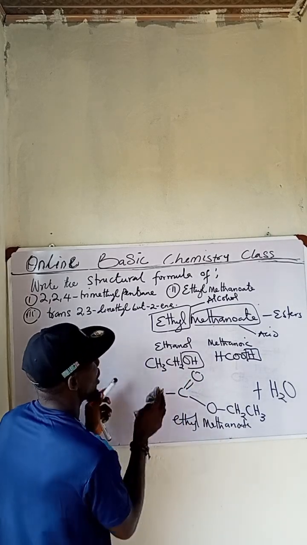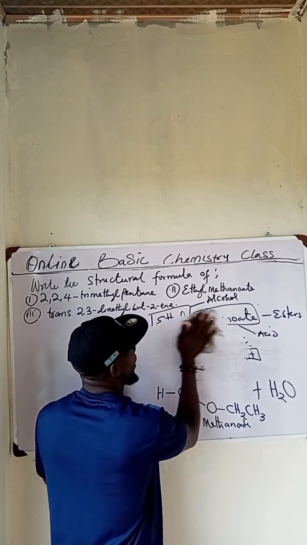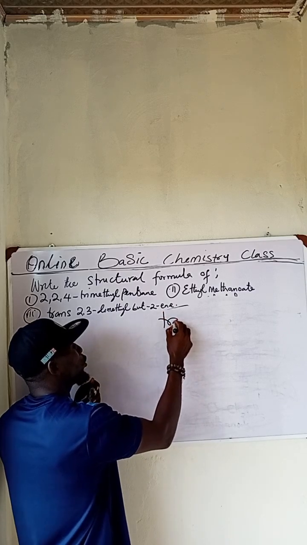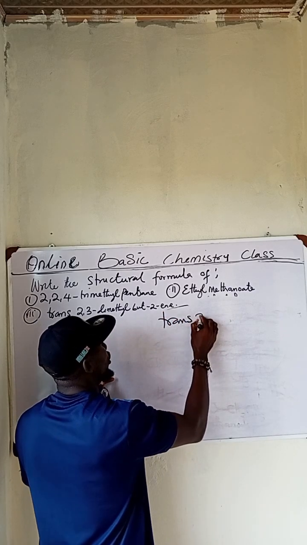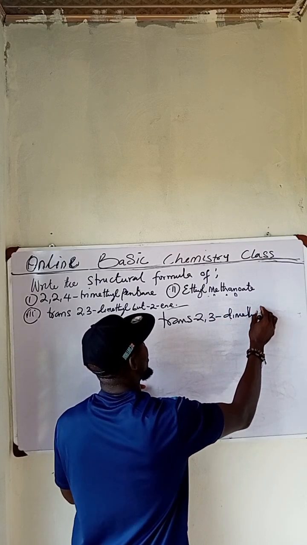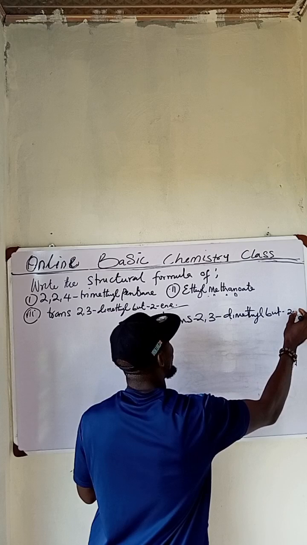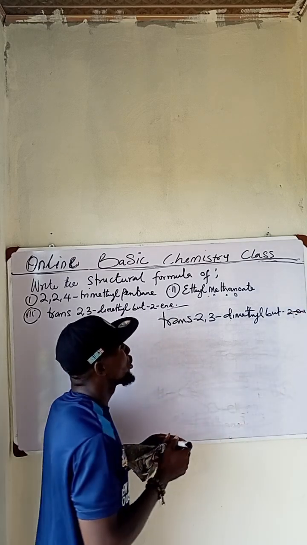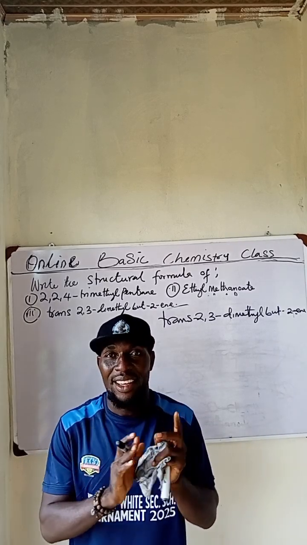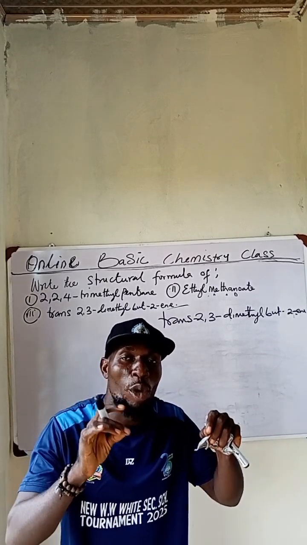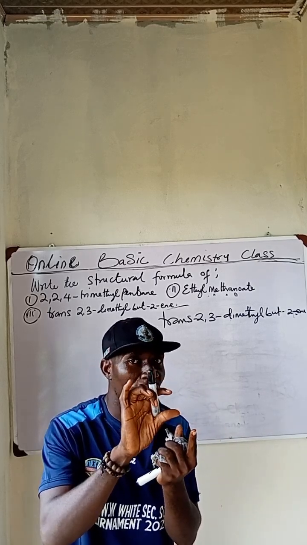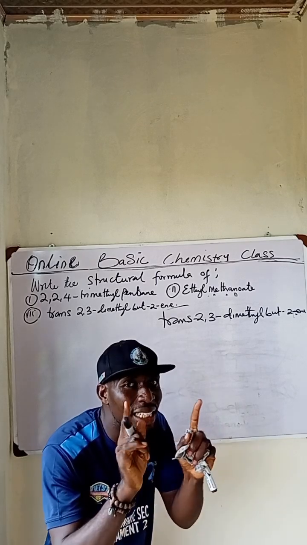Now the last one here is trans-2,3-dimethylbutene. This is a geometric compound. Are you following? This is very common to alkenes, compounds that have double bonds. Is that clear? Precisely the butene family.